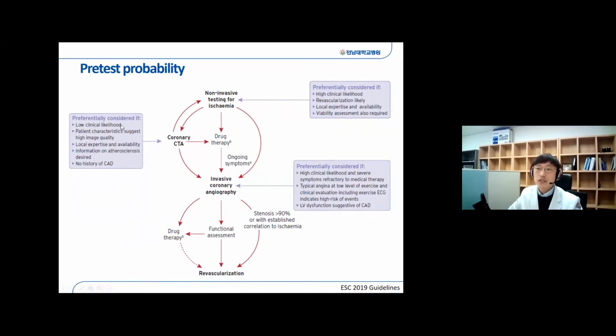And if the patient is not likely to have significant coronary disease or history of CAD, and if the patient's heart rate is considered to be controllable, then cardiac CTA can be regarded as a first-line study. And if the patient is very highly likely to have significant CAD and very severe symptoms refractory to medical therapy, then direct referral to invasive coronary angiography is also an available treatment option.